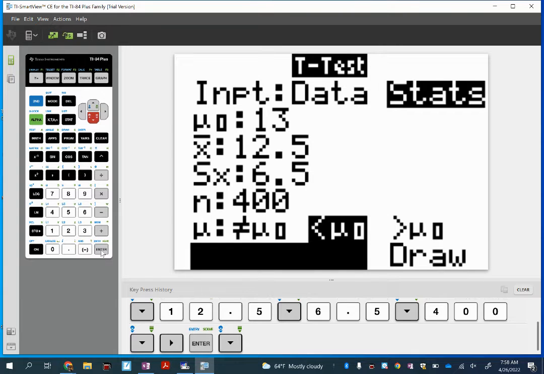Clear's not the one you want to hit. You want to hit enter.